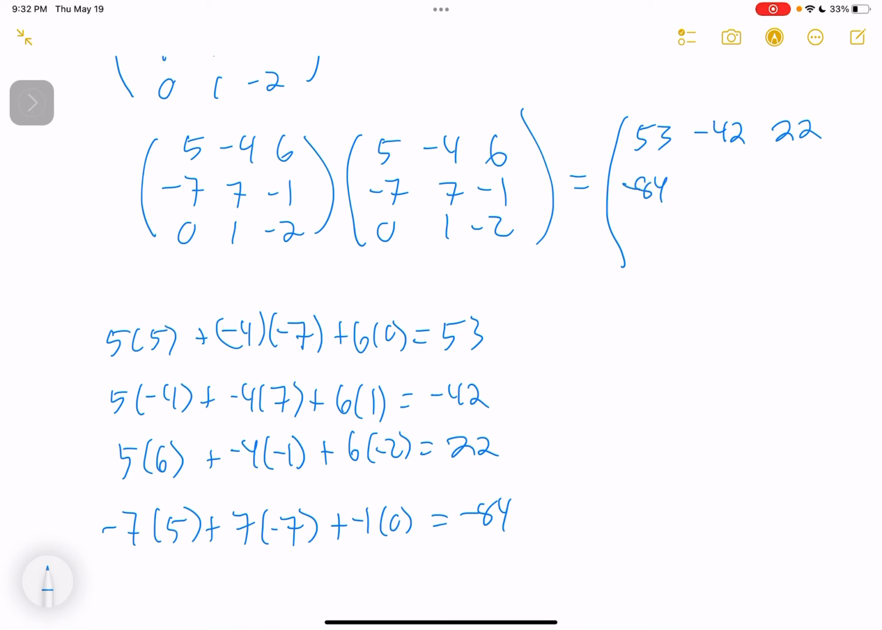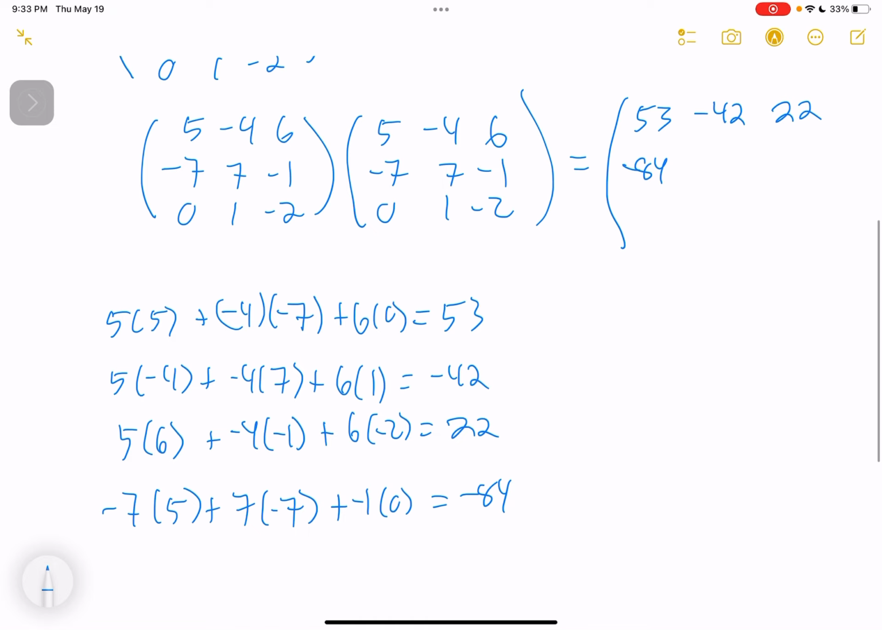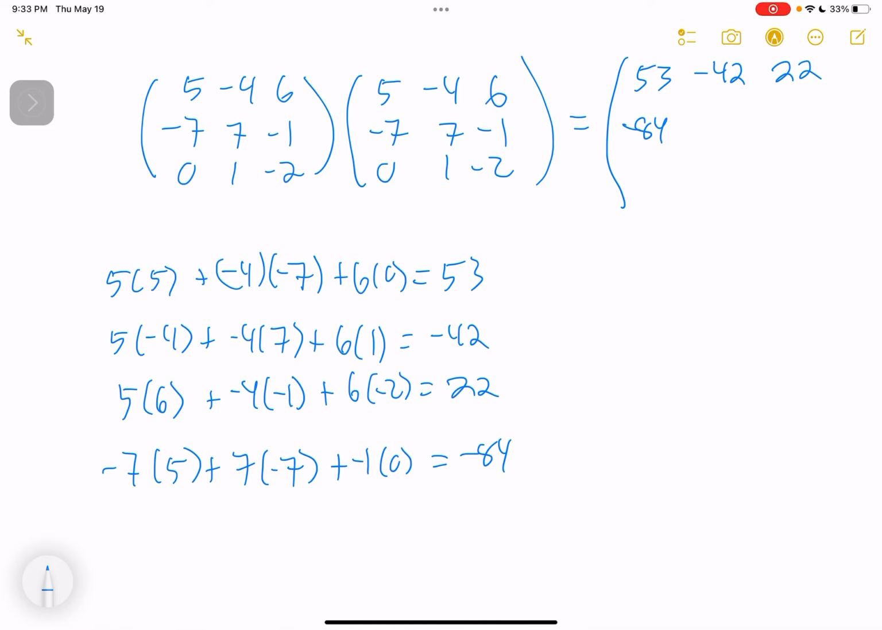Then second row times second column, that's going to be -7 times -4, 7 times 7, plus -1 times 1. So it looks like we have 28 plus 49 minus 1. I get a 76.